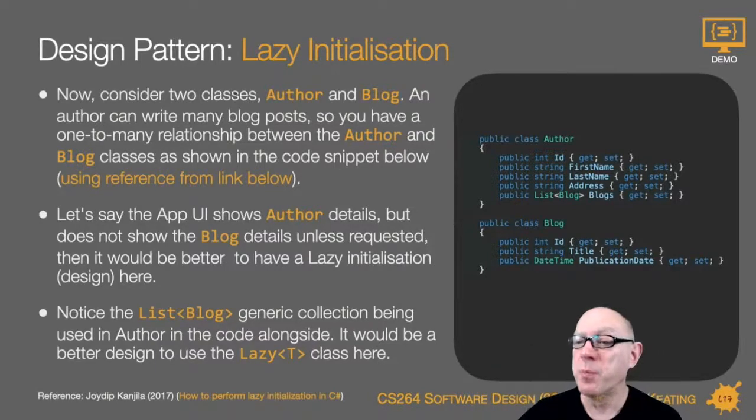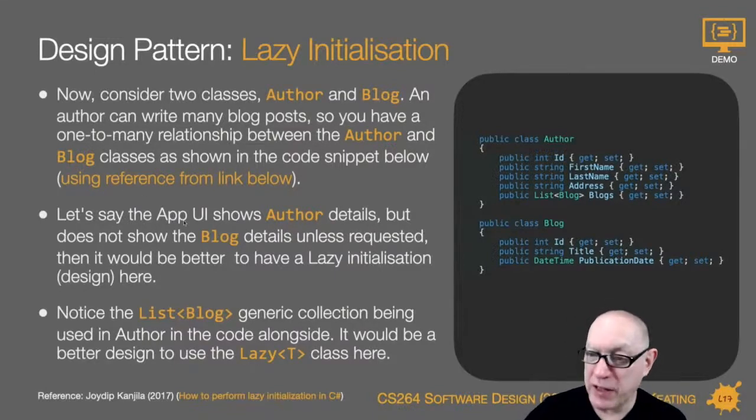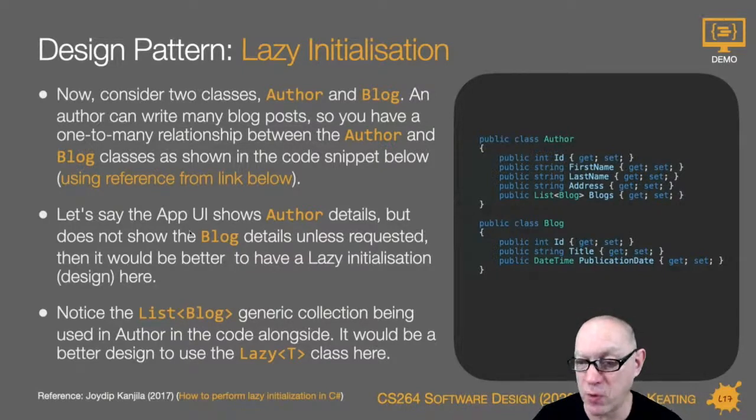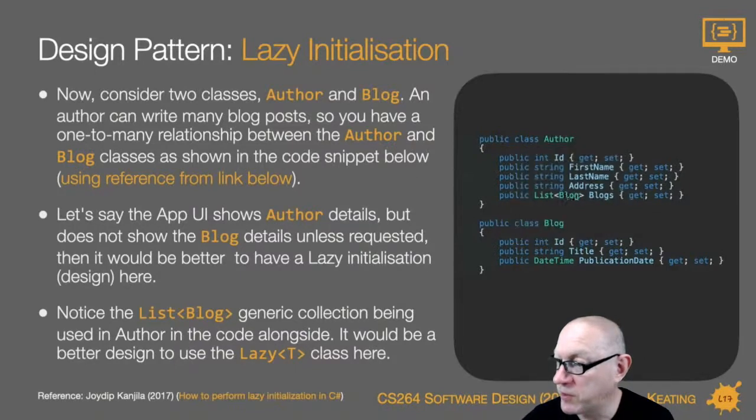Let's say some app that utilizes these shows the author details, but it doesn't actually show the blog details. You can list through all the authors that you might have and then look at their blog details. So you don't load those details unless they're actually requested. It would be much better to have a lazy design here, because every time we load the author, it loads all the blog information.